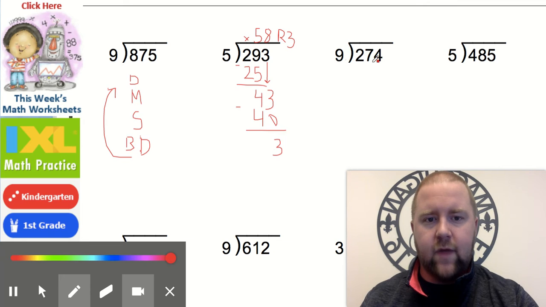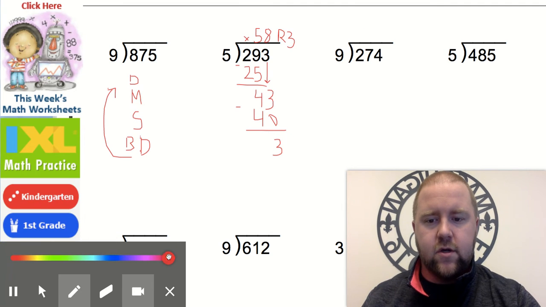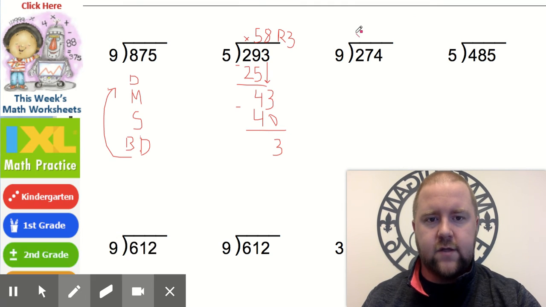The next problem we have here is a little bit different. So we're going to try it out. We're still going to do the same steps. Okay, can 9 go into 2? No, 9 cannot go into 2, right? So I'm going to put a little X there again. 9 can go into 27 3 times. I multiply 9 times 3. That gives me 27. Okay, I subtract. I get a 0. And I bring down my 4.